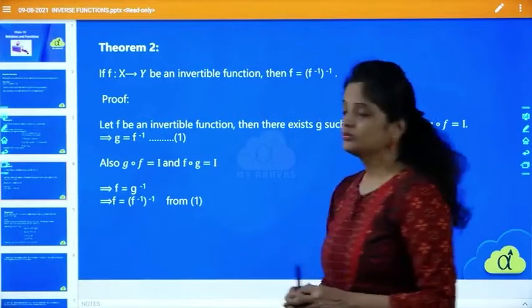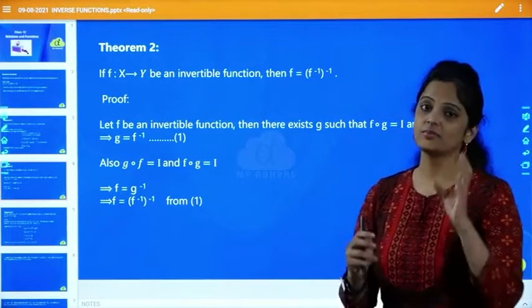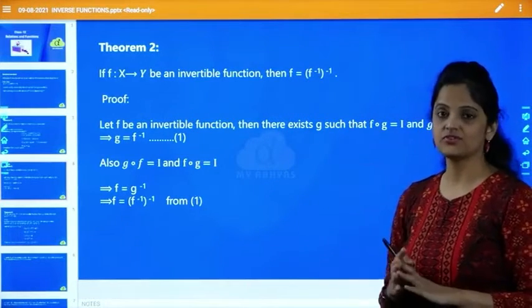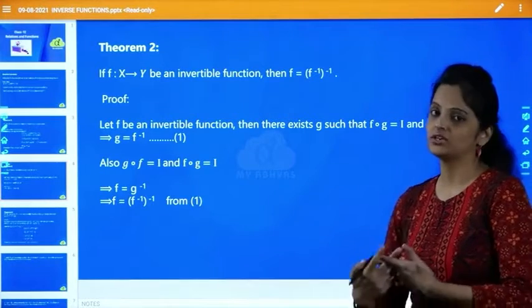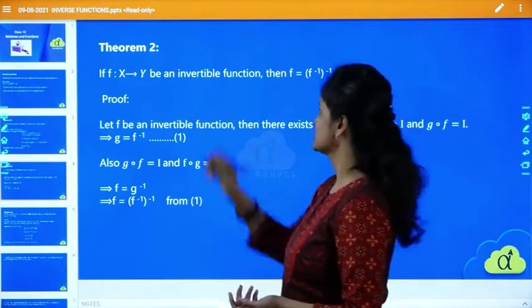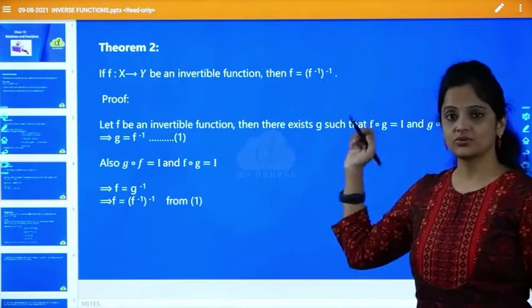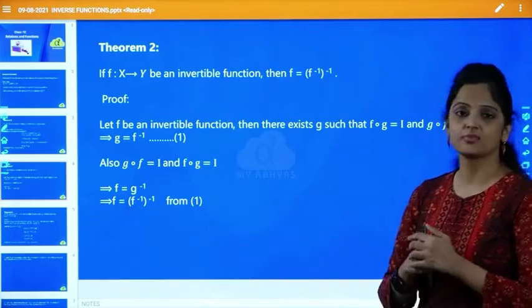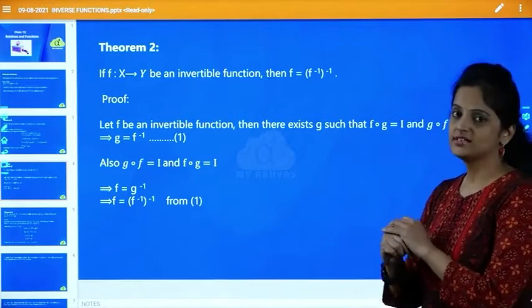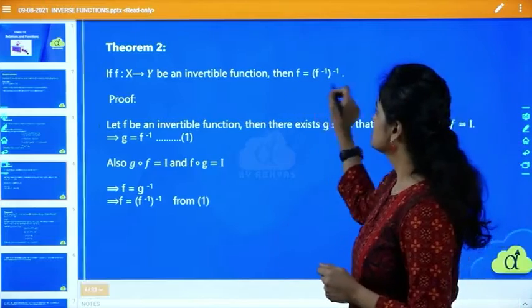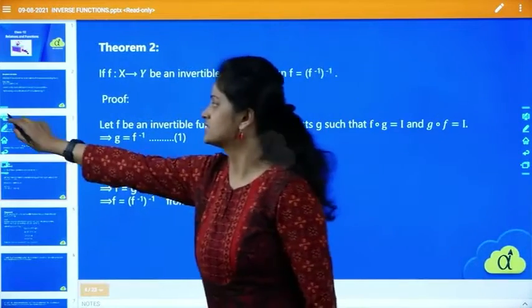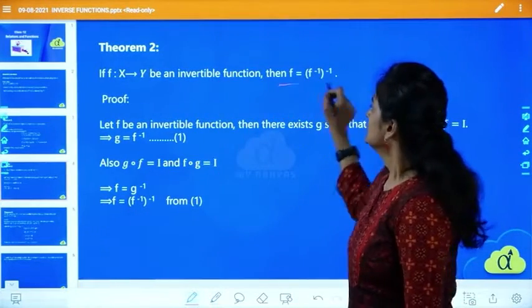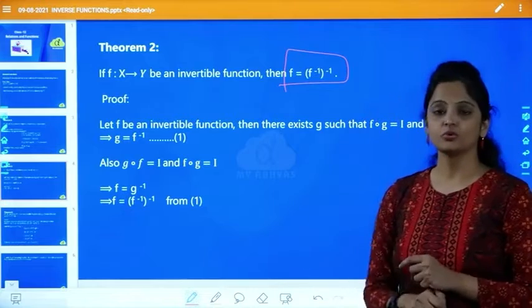Theorem 2. Theorem 2 says that F is a function from X to Y which we can invert, which has an inverse. Then F is equal to F inverse whole inverse. This might be considered as a problem also, but actually this is a theorem. F is equal to F inverse whole inverse it has to be. I have to prove this.